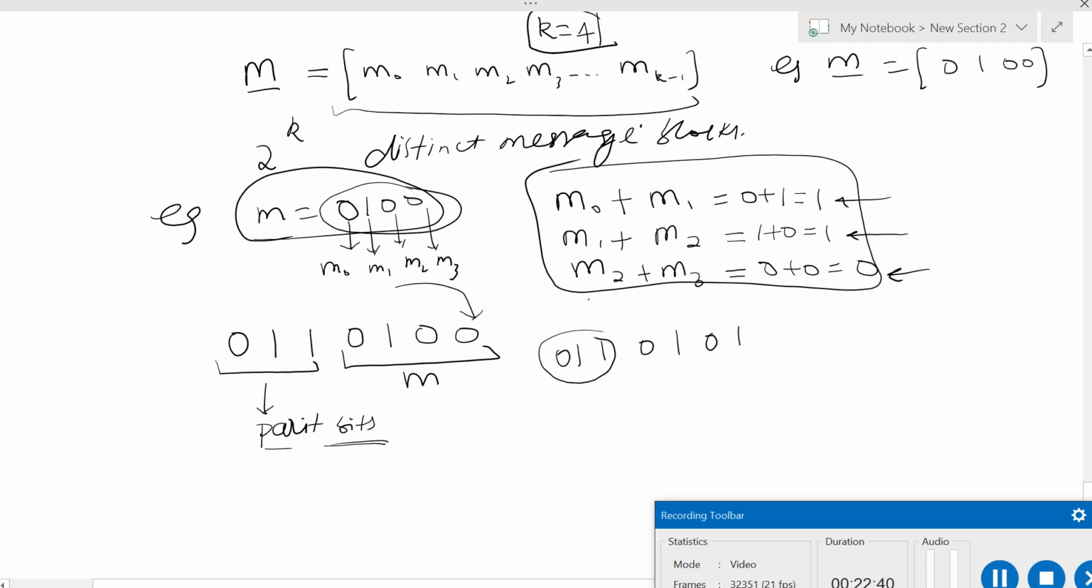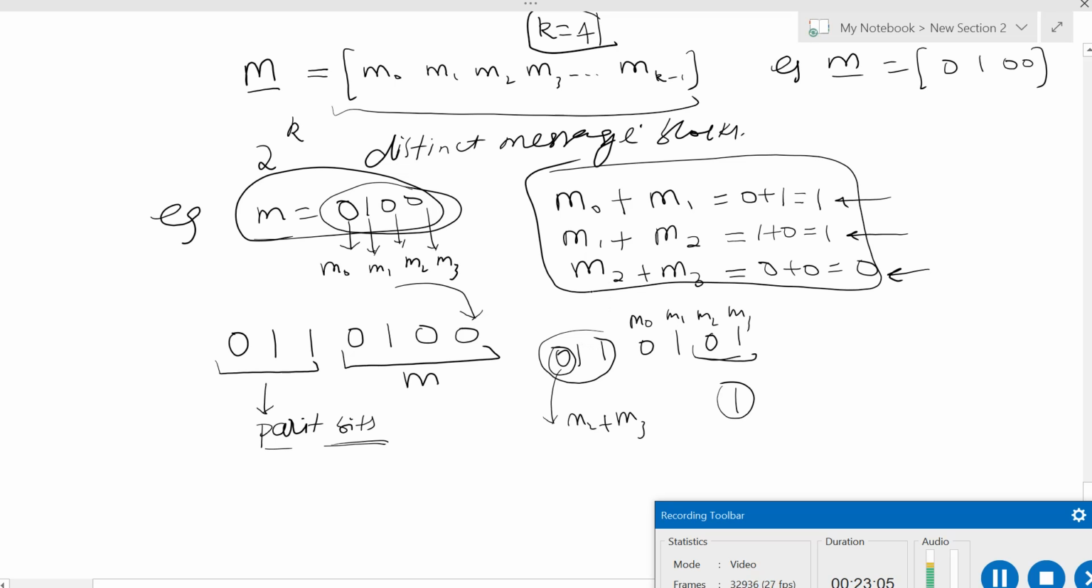So this 0 is generated by taking M2 plus M3. So this is M0, M1, M2, M3. Now if you take here M2 plus M3, that is 1, but here it is 0. So even at this point receiver comes to a conclusion that there is an error. It has detected the error.